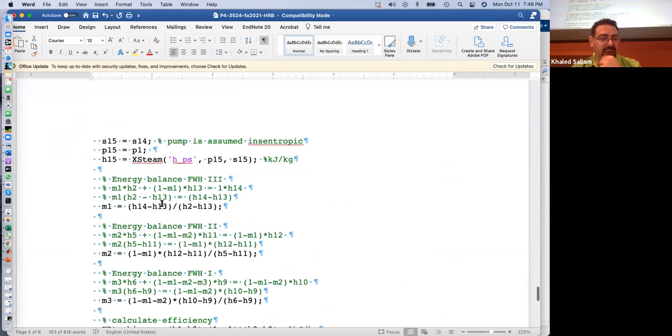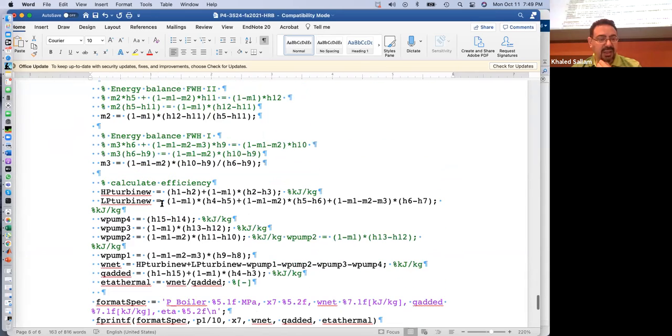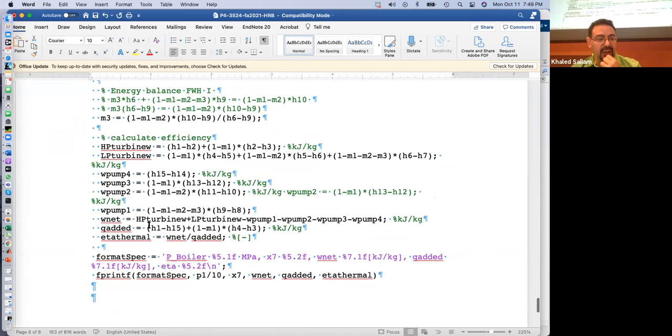And when it comes to the Q added, you see he's doing the superheater, the first part, plus the reheat. So you may want to modify this part.